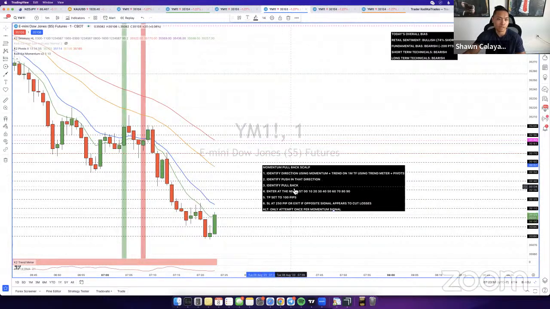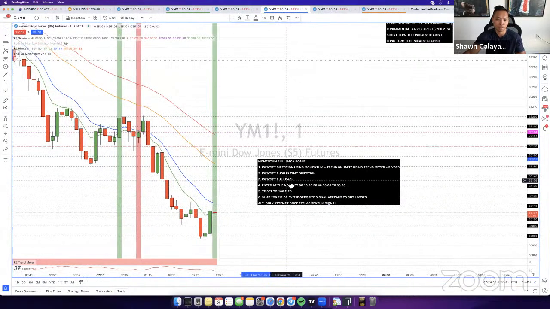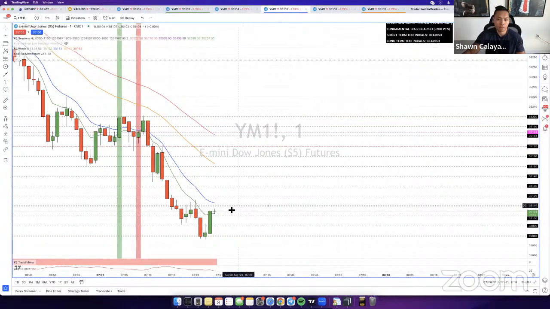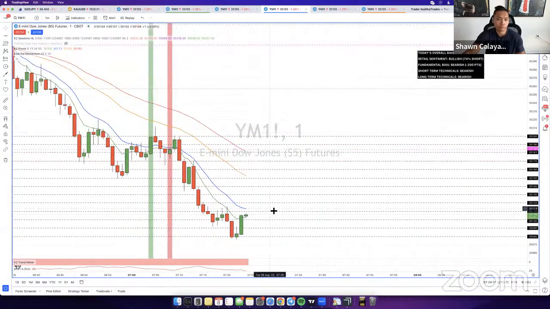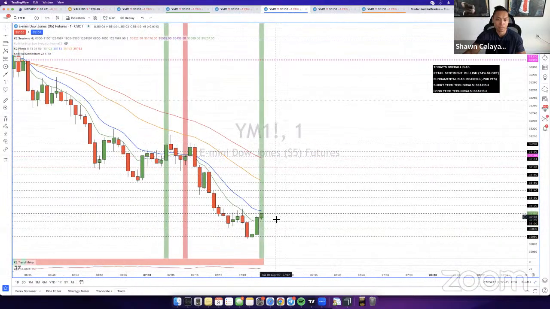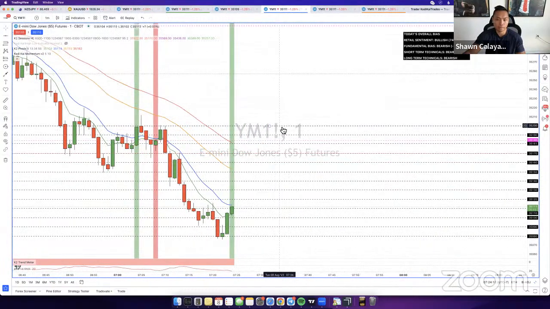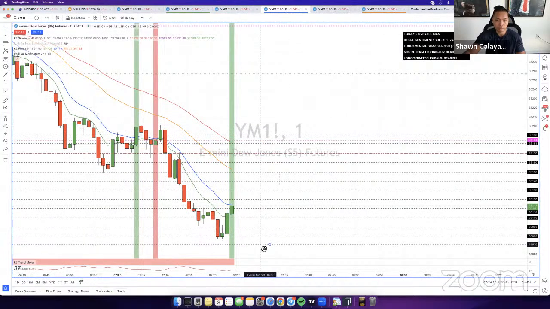Identify pullback, right? Any type of pullback. It doesn't have to be big, doesn't have to be small, just a pullback. And then, obviously, look for entry at that point. So not really much of a big retracement. I mean, whatever the market gives me, I'm going to take it and I'm going to run with it. So there's no cookie cutter way of looking for these entries here. That's why we have them set at these price points, because it's just easier to look at.